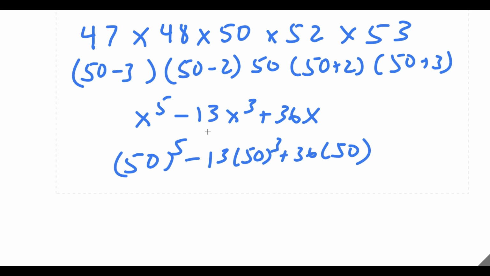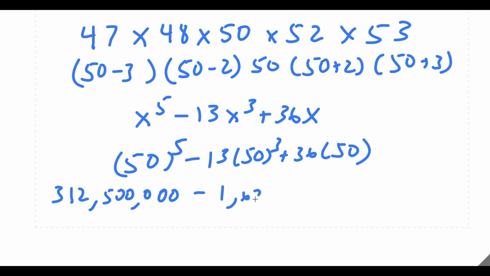Now, for 50 to the power of 5, this is simply going to be 50 multiplied by itself 5 times. So the answer to that is going to be 312,500,000. Then we are subtracting 50 to the power of 3 times 13, which is going to be 1,625,000. Then finally, we have 36 times 50, which is equal to 1,800.